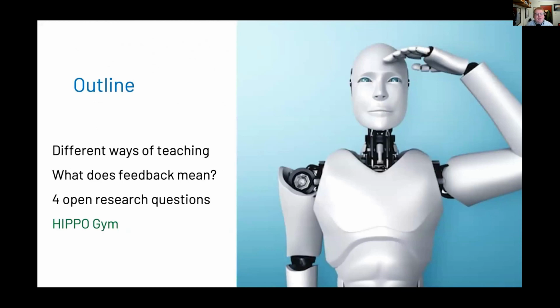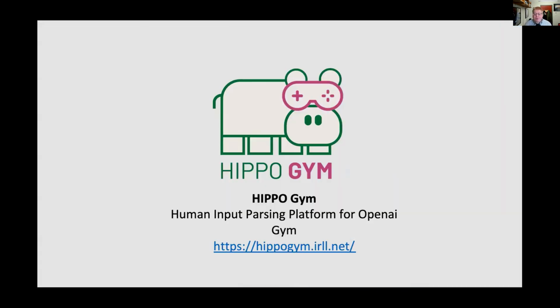So the last point I'll make briefly is we recently released a tool that I think this community might be interested in, the HIPPO Gym, a backronym for the Human Input Parsing Platform for OpenAI Gym. And we went to make a website for that, and it turns out there is already a HIPPO Gym in Europe. I believe it's Eastern Europe, they've got this fitness center. So we're not the first HIPPO Gym. We're the first computational HIPPO Gym.